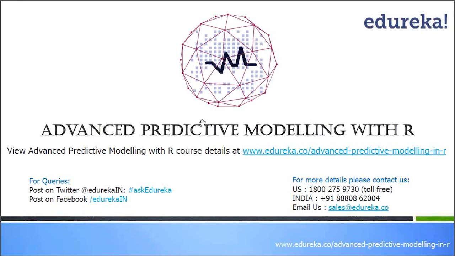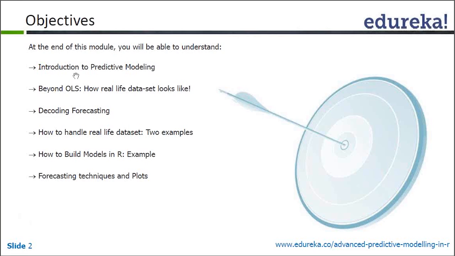However, in this session, we'll not be able to cover all aspects of predictive modeling, but we'll try to understand a very basic thing which we call forecasting. We'll introduce you to predictive modeling and go beyond ordinary least square regression. We'll decode forecasting and understand how to do it. We'll take two real life data sets, two examples for that matter, and make forecasting models in R and understand forecasting techniques and plotting. We'll do it manually, and we'll do it automatically also.